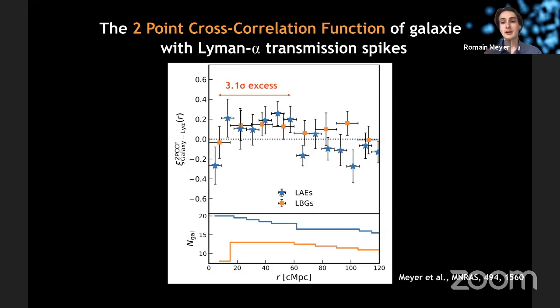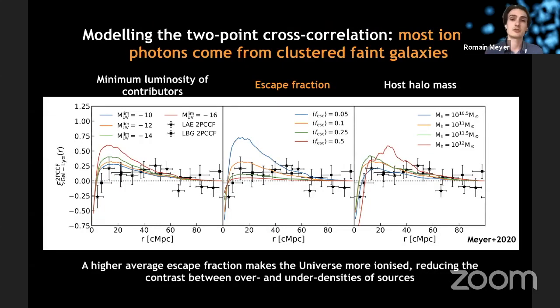So I don't have time, and I encourage you to have a look at the papers if you're interested. But basically, if you sit down and do the calculation, a single LBG or LAE cannot ionize the gas enough so that you have a transmission spike in the Lyman-alpha forest of the quasar. So you need to take into account that there are many other faint galaxies clustered around what we call the bright tracers.